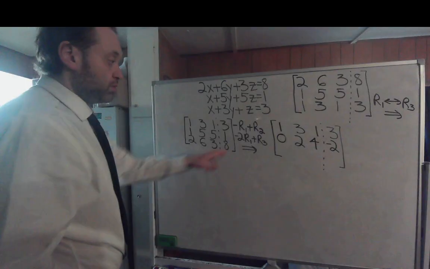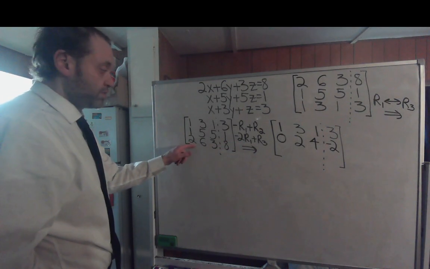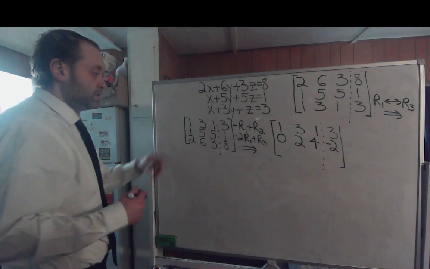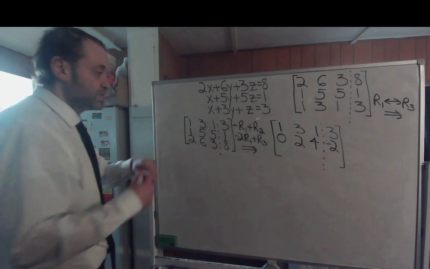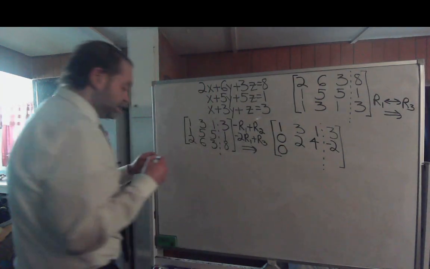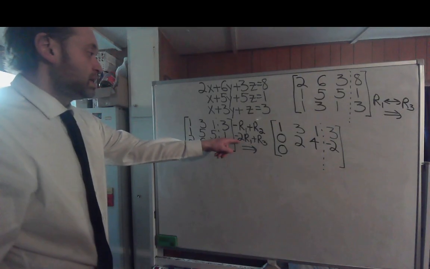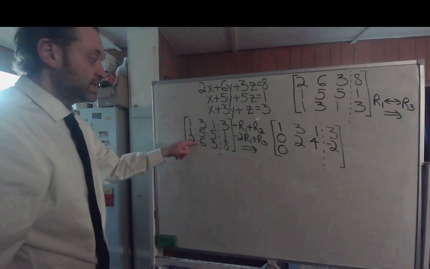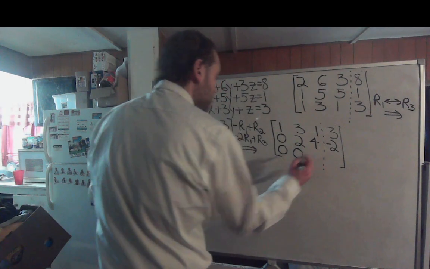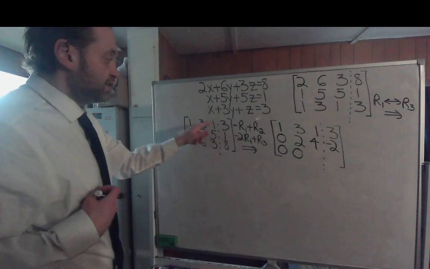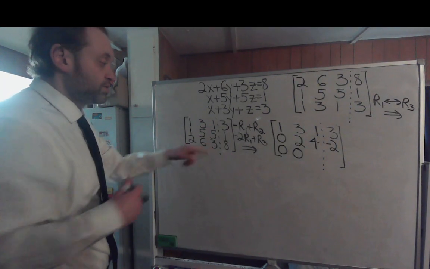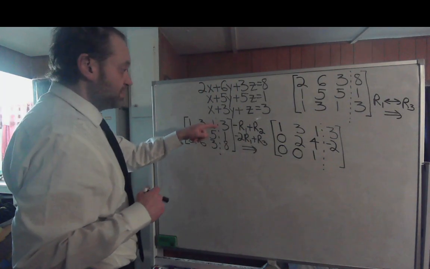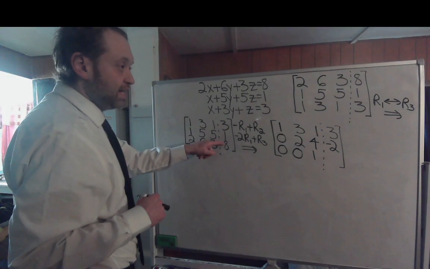Now let's deal with rows 1 and 3. We're going to make the first digit in row 3 a 0. So if I take negative 2 times that 1 and add it to 2, negative 2 times 1 is negative 2 plus 2 is also 0. Now if I take negative 2 times 3, that's negative 6, plus 6, that's also 0. And then if I take negative 2 times 1, that's negative 2. Add that to 3, I get 1. And then if I take negative 2 times 3, which is negative 6, add that to 8, I'll get 2.